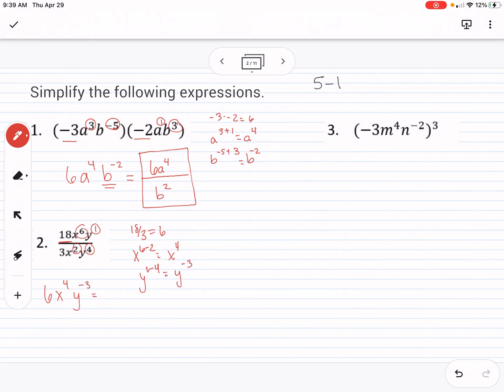And then just like in the last problem, we don't want a negative exponent. So I'm going to rewrite my final answer as a fraction. And I'm going to move the y to the denominator so that that exponent becomes positive. Everything else will stay on top.